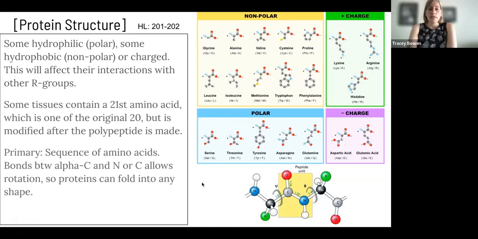So primary sequence is going to be the sequence of amino acids, and that's going to be bonding between the carbon and nitrogen. But this carbon-nitrogen bond allows rotation in that bond like this. So what that means, and that's what this image is showing here, is that it allows rotation so proteins can fold into any shape.